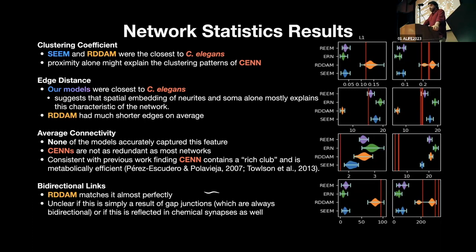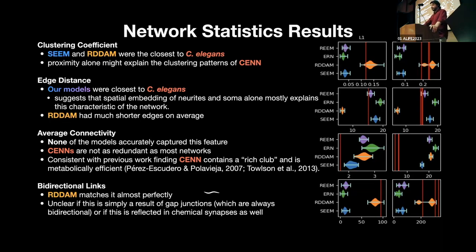Next, we looked at edge distance, and here we found that both of our models were closest to C. elegans in that way, suggesting that spatial embedding of neurites and soma alone could explain the characteristics of this network. And unsurprisingly, we found that the random distance attachment model had much shorter edges on average, given its favoritism towards short connections.